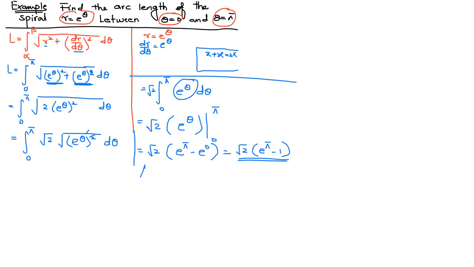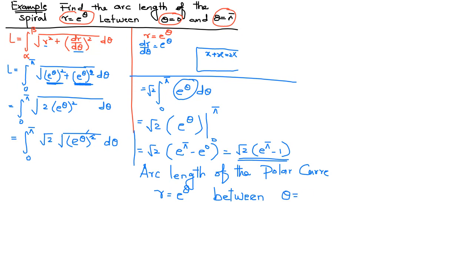This is the arc length of the polar curve r is equal to e power theta between theta is equal to 0 and theta is equal to pi. Got it? Is this okay?